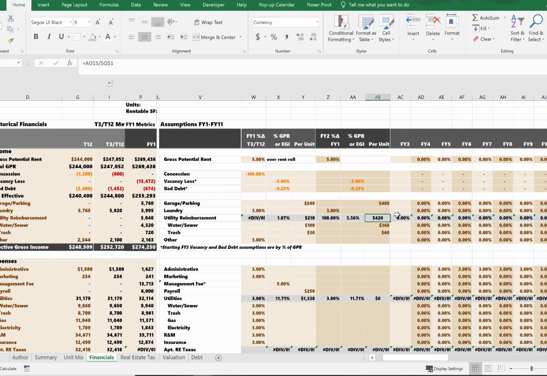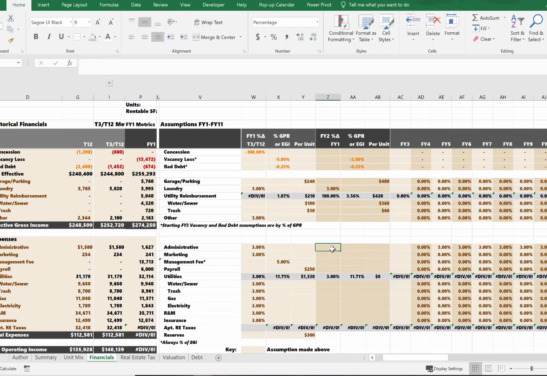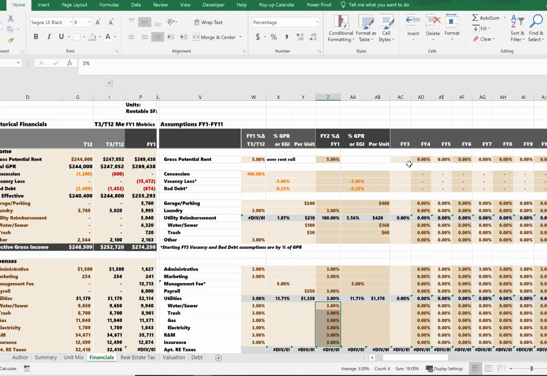And then pretty much across the board here, I'm going to just grow all my expenses at 3%. I'll continue to run management at 5% of EGI. Drag this down to expedite a little bit. And then finally, once we get to year 3, you lose a lot of the flexibility. You can only make an escalator assumption. So for example, I'm going to type in rent growth of 3% forecasted year 3.